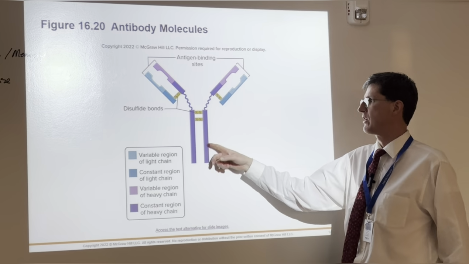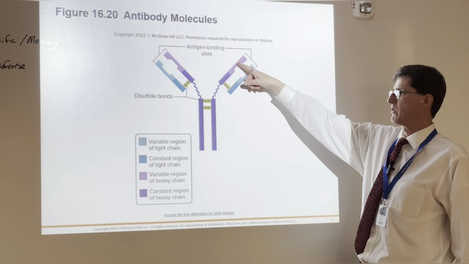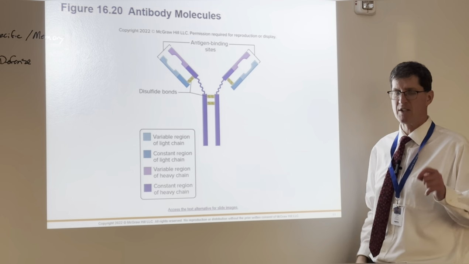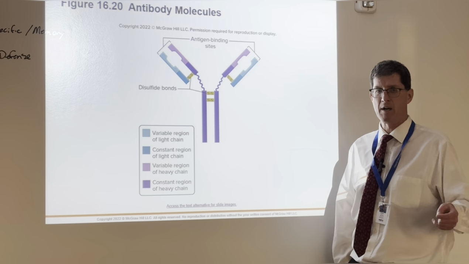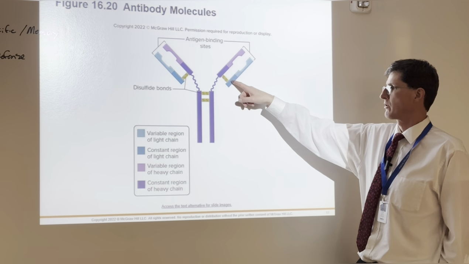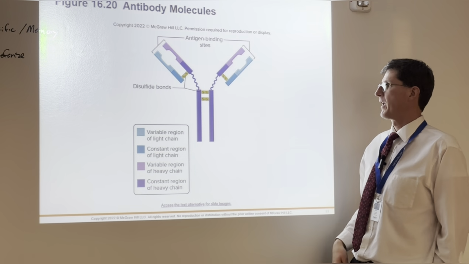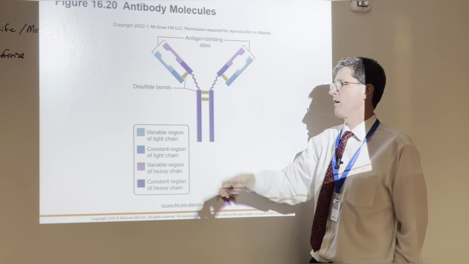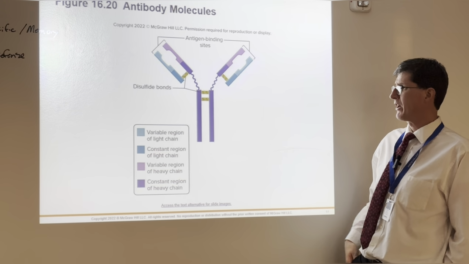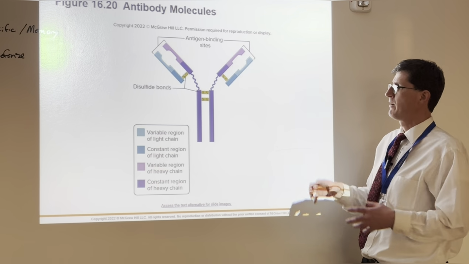So all IgGs are going to have basically the same heavy chain. And then they're going to have a variable region that's going to be made specifically for whatever the foreign antigen is that they're attacking. The blue part shows light chains, so constant light chains. And then there's going to be a variable part of the light chain as well. They're held together with disulfide bonds, so that kind of helps hold them together.